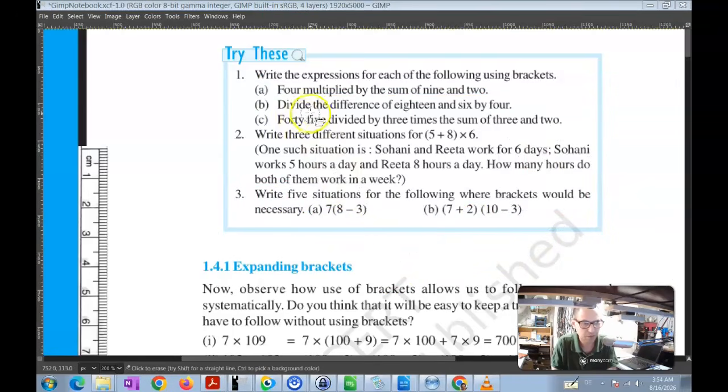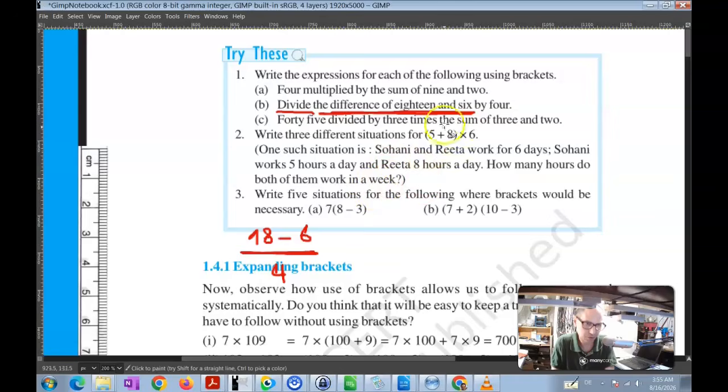Next, we have: divide the difference of 18 and 6 by 4. You want to divide the difference of 18 and 6. What is the difference of 18 and 6? That's 18 minus 6. That's the difference of 18 and 6, and you want to divide this by 4. So divide this whole difference by 4. That's what is meant here, right?